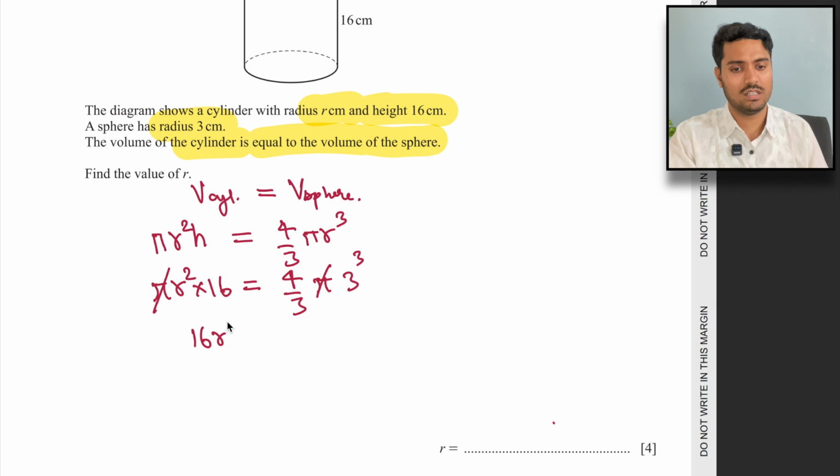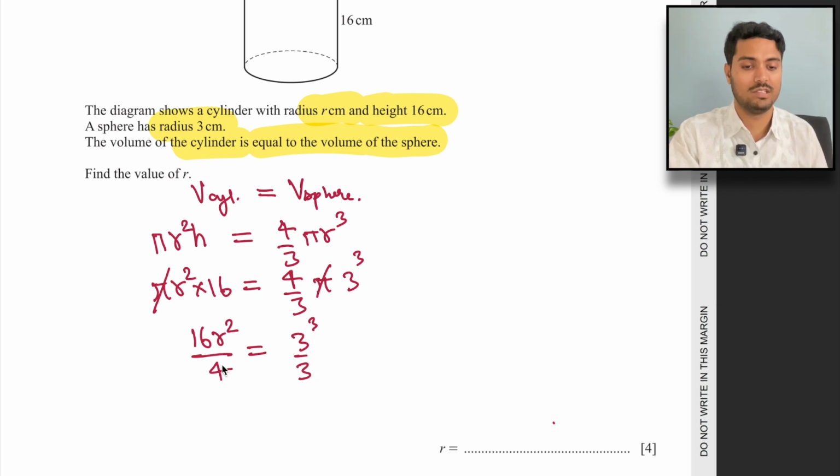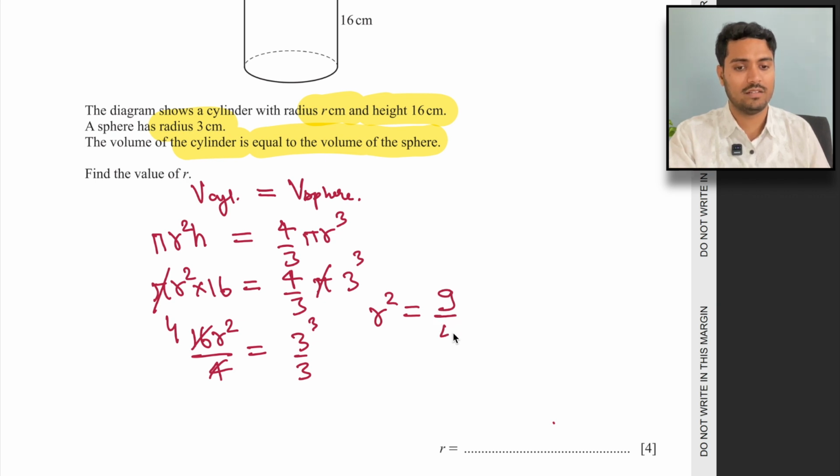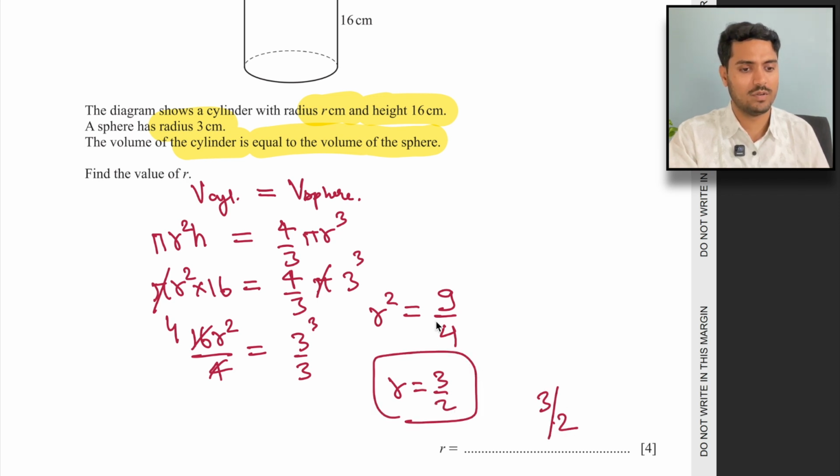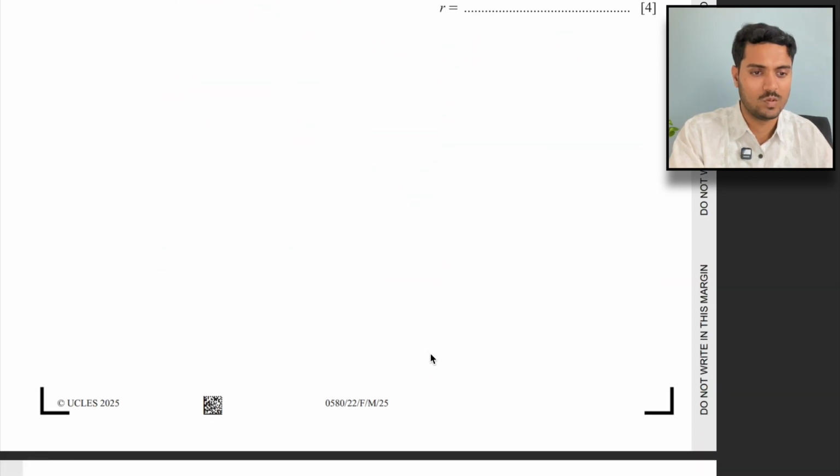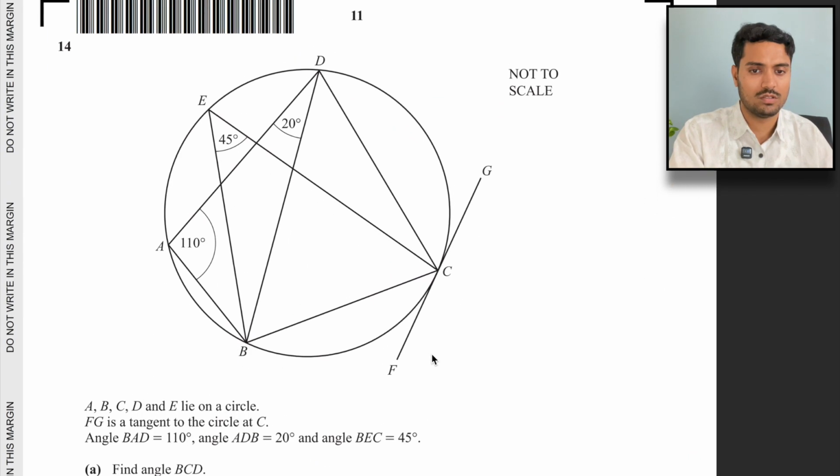We can write 16 r square upon 4, which is equal to 3 cube by 3. So 3 cube by 3 will be 3 square. 4 ones are 4, 4 fours are 16. So we can write r square is equal to 3 square, that is 9 divided by 4. So r is equal to 3 by 2. Simple. r is 3 by 2. That's the answer. Let's move on to the next question.